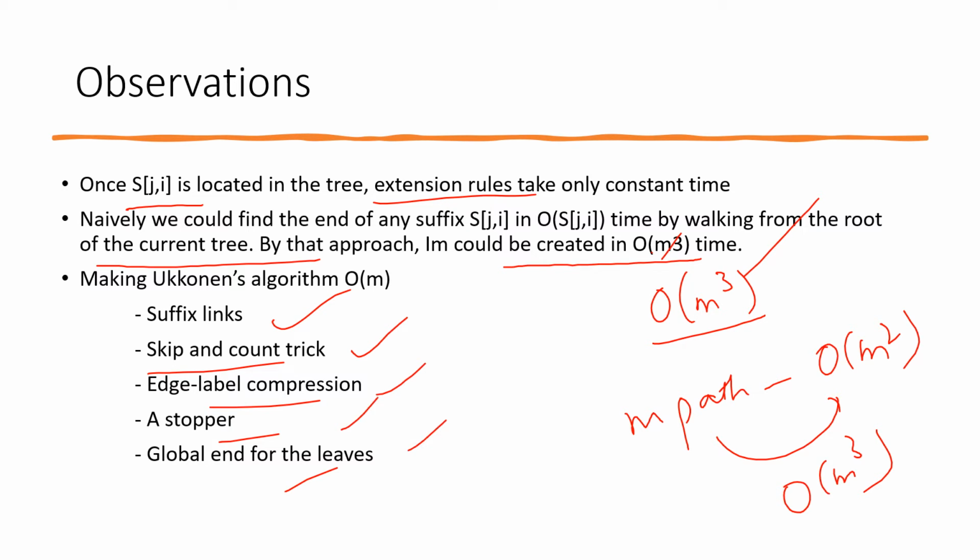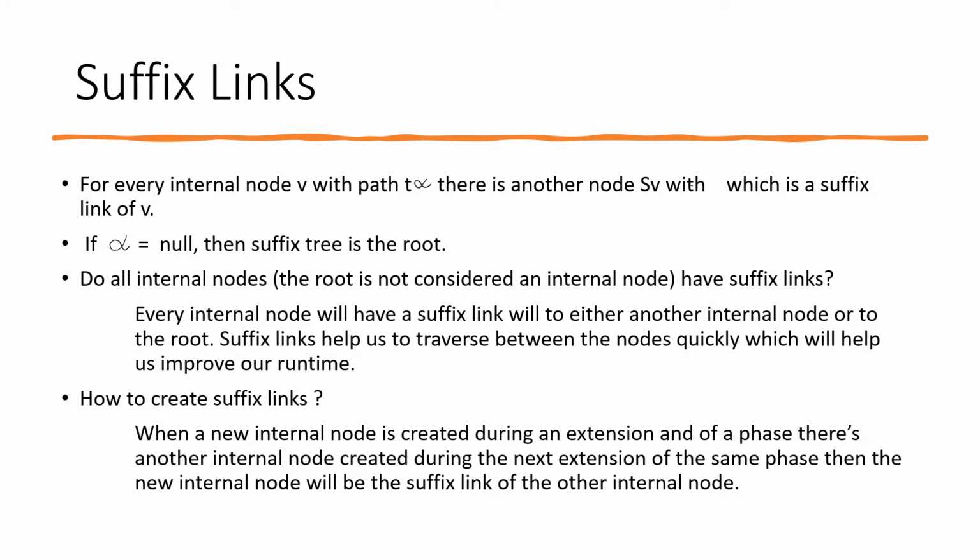These are some tricks we use to reduce the complexity to O of m. So what are suffix links? How will we use them? For every internal node v, with the path label t alpha, there is another node s of v with the label alpha, which is the suffix link of v. When alpha is null, then the suffix link points to the root. I'll just explain the suffix link using an example.